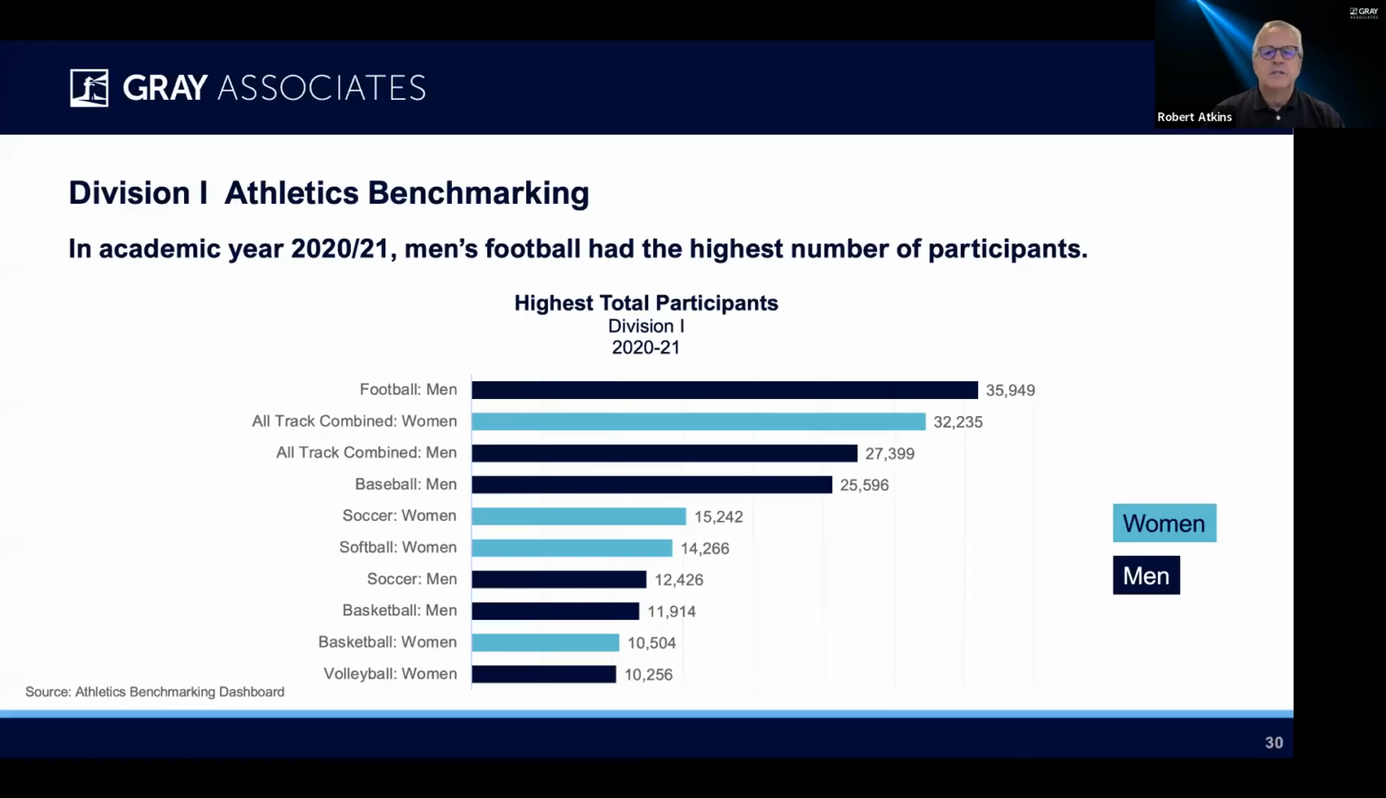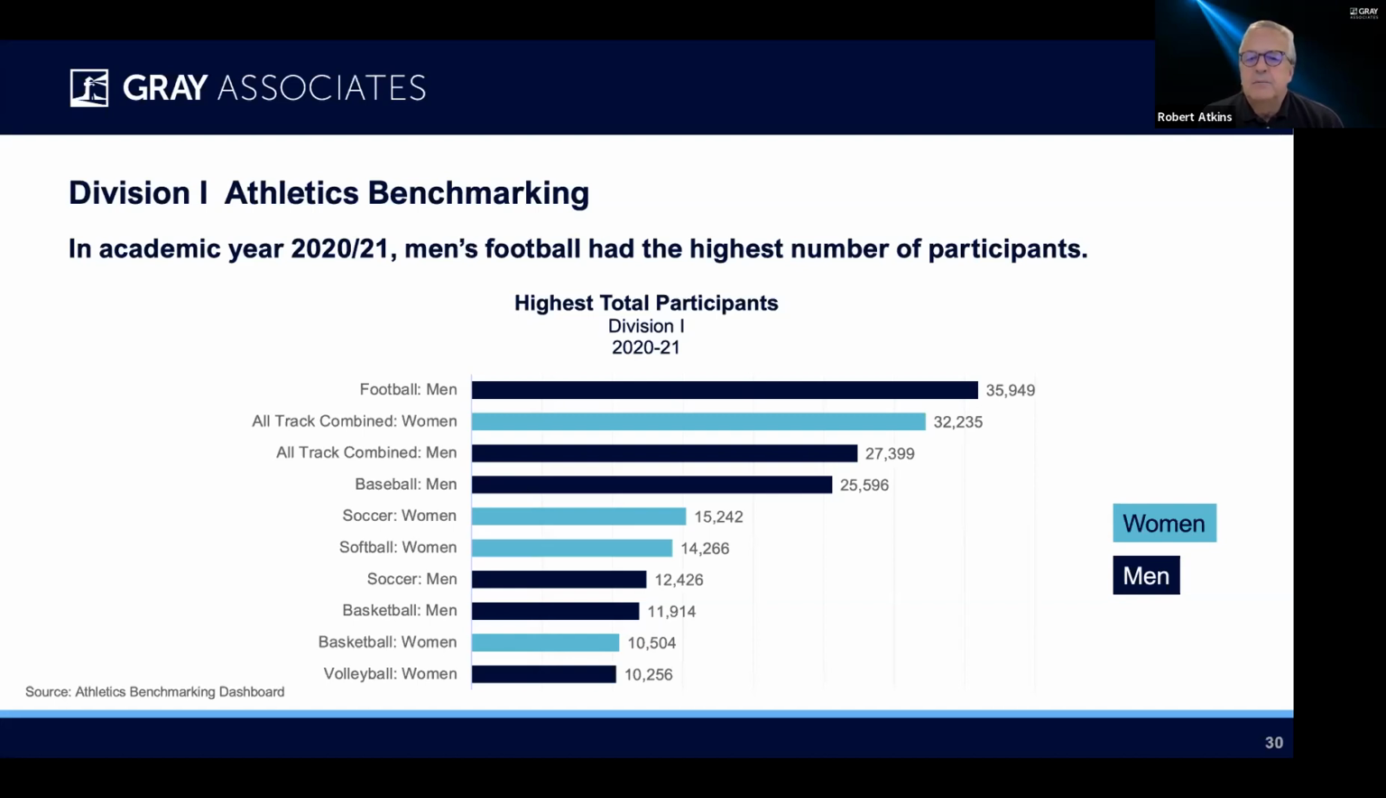So what's going on? Well, total participants, D1, 2020 to 2021. Football was actually up 35,000. That's a lot of students coming in playing football. All track women also up over 30,000. Then let's just walk through the men's sports here for a minute. All track combined, baseball for men up 25,000, soccer for men up 12, basketball for men up 11, and that is our last male contingent.